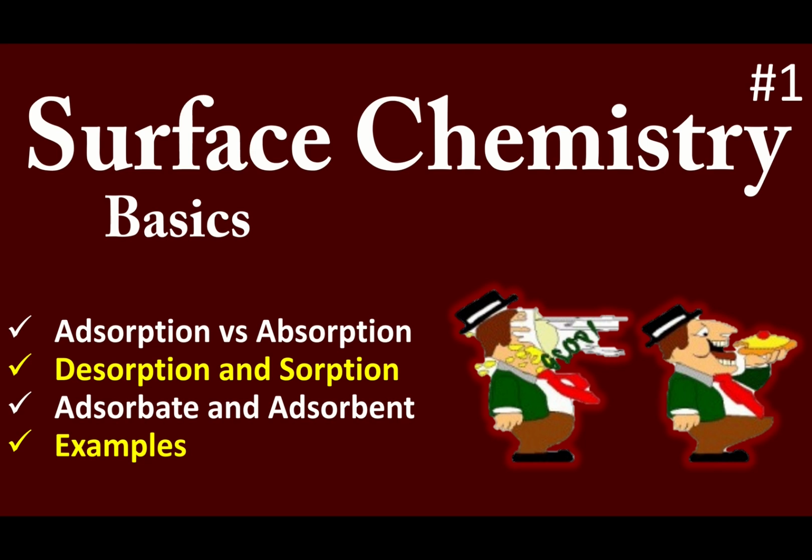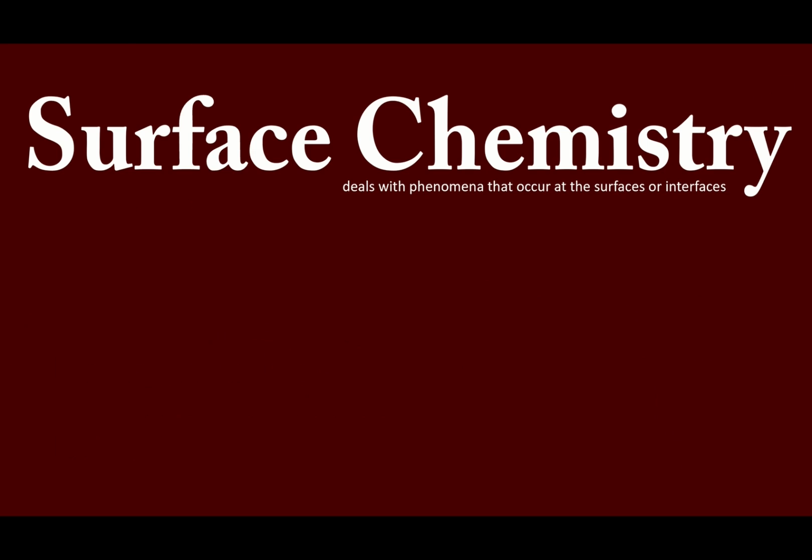So surface chemistry. What is surface chemistry? This is the branch of chemistry that deals with the phenomena that occur at the surface or interface. Usually the surface or interface can be represented by a hyphen or slash, like solid-gas or like that.